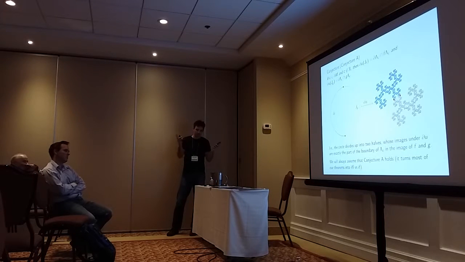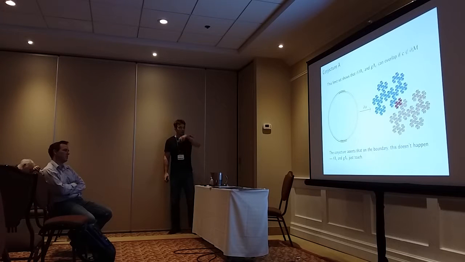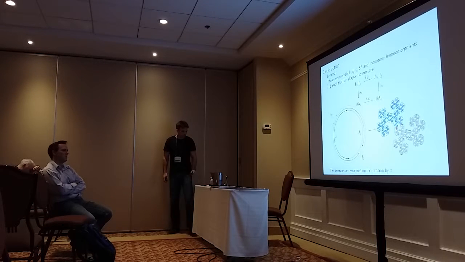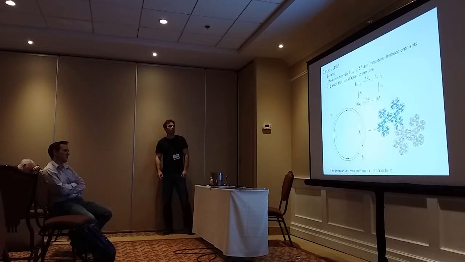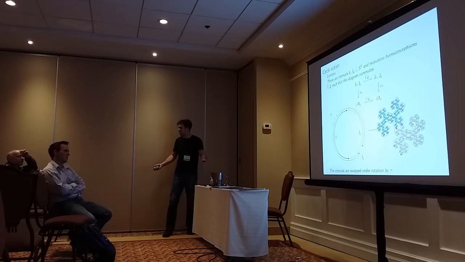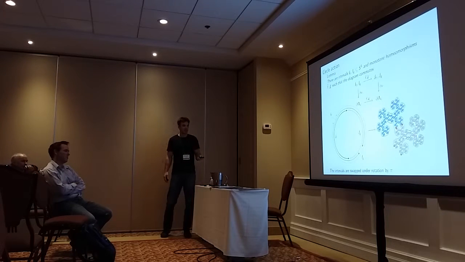It basically turns all of our theorems from ifs into if and only ifs, or if we didn't want to assume this, we could assume some other conditions, but we're just always going to assume this. All right. Okay, so now we're looking for an action. We have a circle. We've divided it in two. Now we want an action. And where are we going to get the action? We already have an action on the IFS, which is f and g.